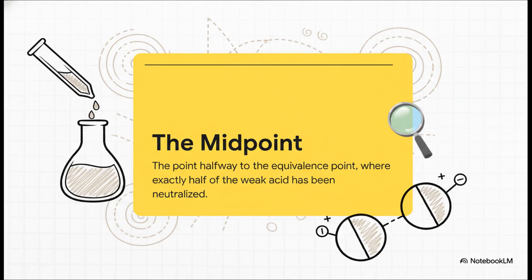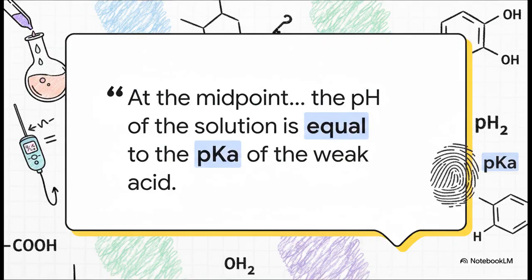We've neutralized precisely half of the weak acid. And this is where the magic happens. This is the superpower of the midpoint. At that exact spot, the pH you measure is equal to the pKa of that weak acid. And the pKa, well, that's like a unique chemical fingerprint for an acid. It tells you exactly how strong it is. So by finding this midpoint, we're not just finding the concentration anymore, we can actually identify the unknown acid.